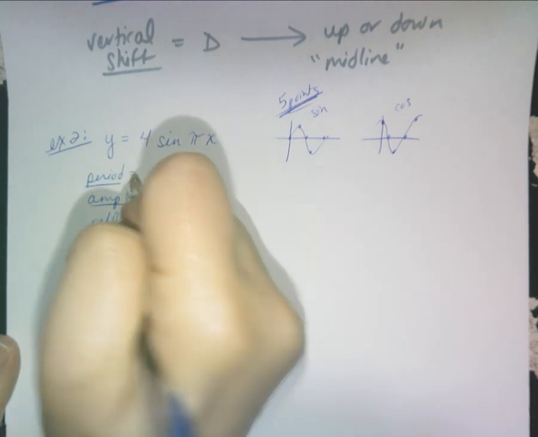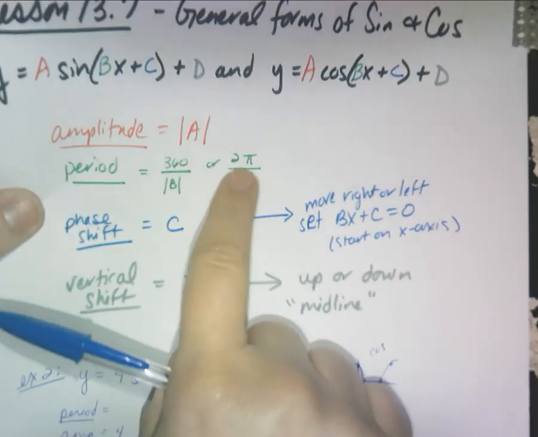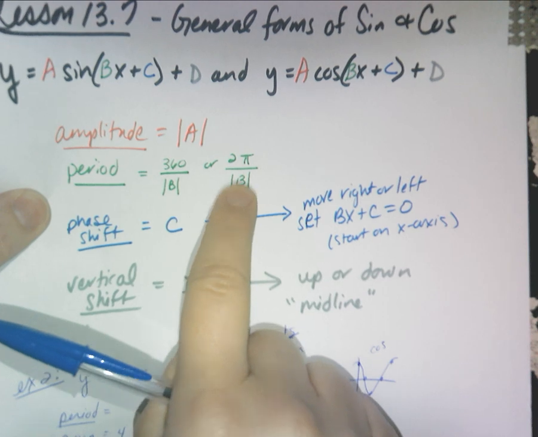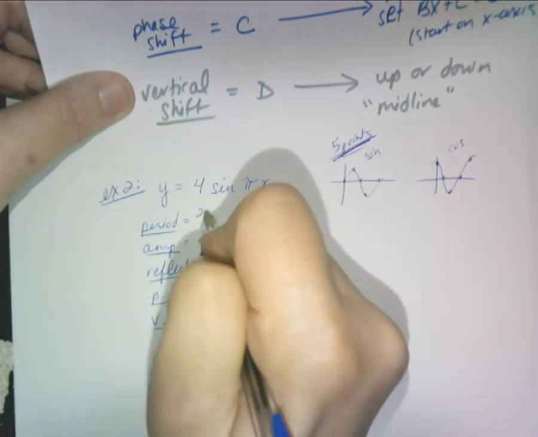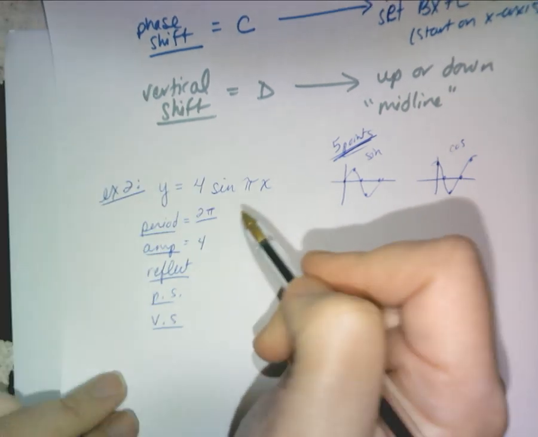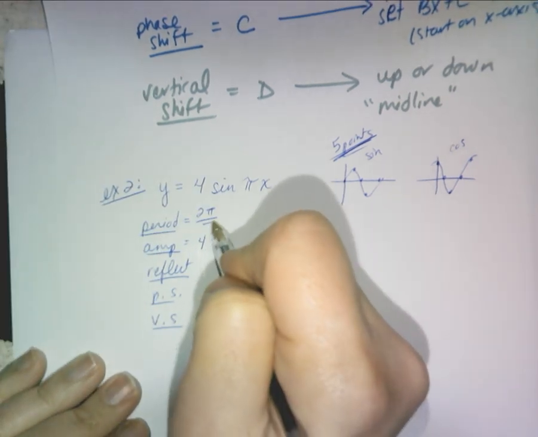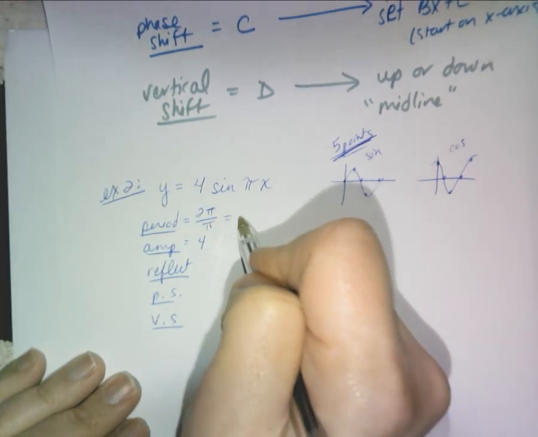The period is 2 pi over the b. The b is the number next to x. So I want 2 pi over, what's my number next to x? Pi. What's 2 pi divided by pi? 2.